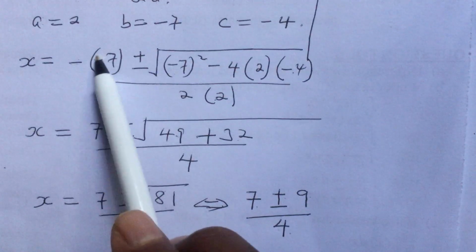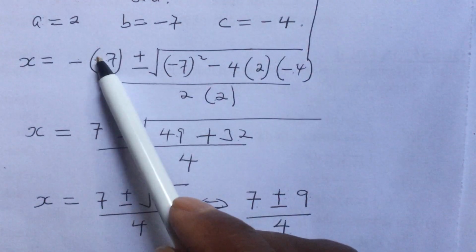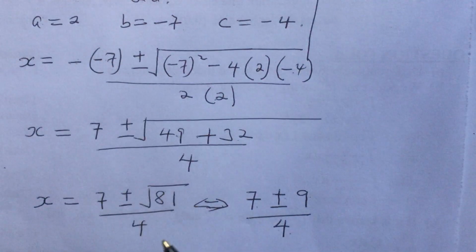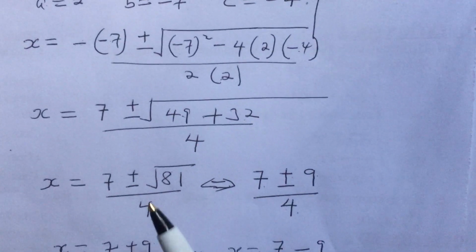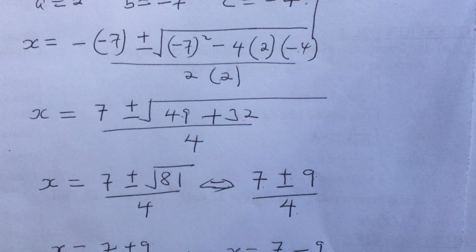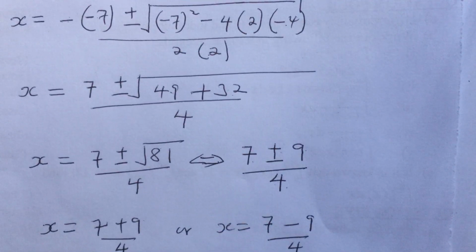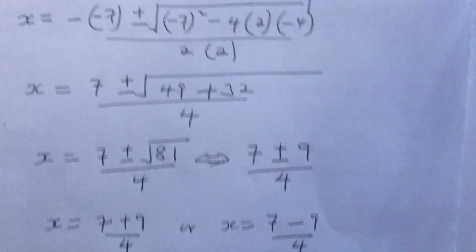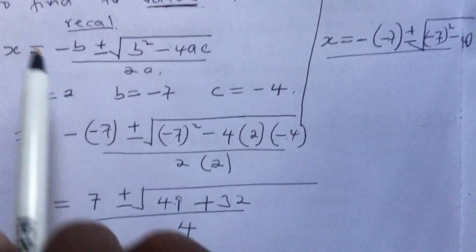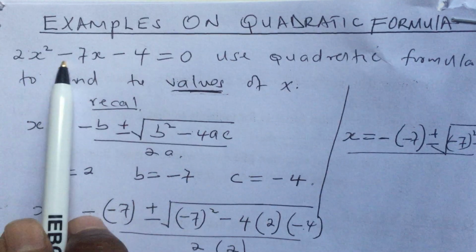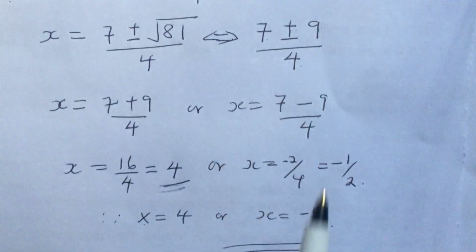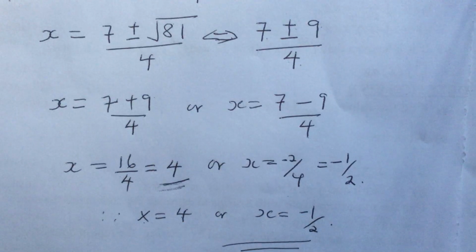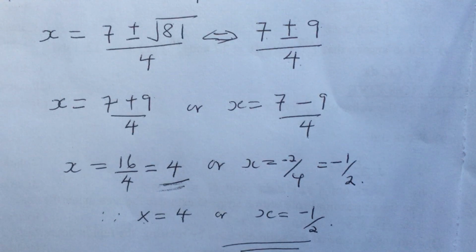Remember, the substitution should take in the sign of those numbers. And also remember that wrong substitution can end up giving wrong answers at the end of the equation, and therefore the correct roots for 2x squared minus 7x minus 4 equals 0 are x equals 4 or x equals negative a half.